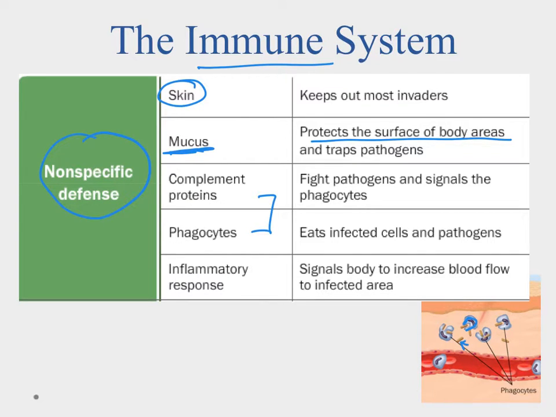We also can have an inflammatory response, which will increase blood flow to that area. So that's why if you have a little cut or something and it gets red around it, it's inflamed. It's not on fire, but it's sending more blood to the area so that we can get all of these different complement proteins and phagocytes and things to this site so that they can fight that foreign body or those pathogens that are there.